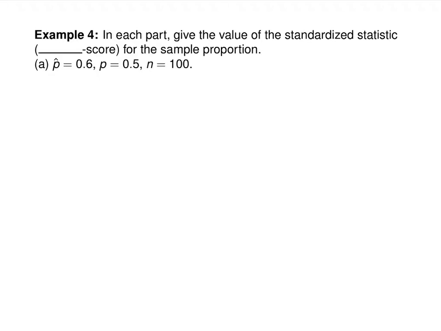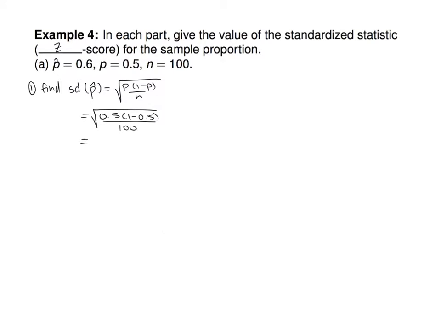Alright, in each part, give the value of the standardized statistic or the Z-score for the sample proportion. So the first thing I'm going to suggest doing is find the standard deviation of P hat. So that is the square root of P(1 minus P) over n. So 0.5 times (1 minus 0.5) over 100, which should come out to be exactly 0.05.